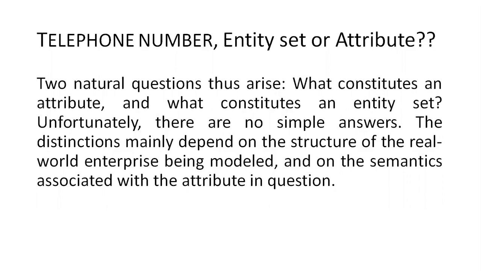Let us take an example. We have a list of students where we want the name of the student and telephone number of a student. In this case, we can consider telephone number as an attribute because we are not at all worried about where that telephone number is used, what is the location of that telephone, and other things related to the telephone number.